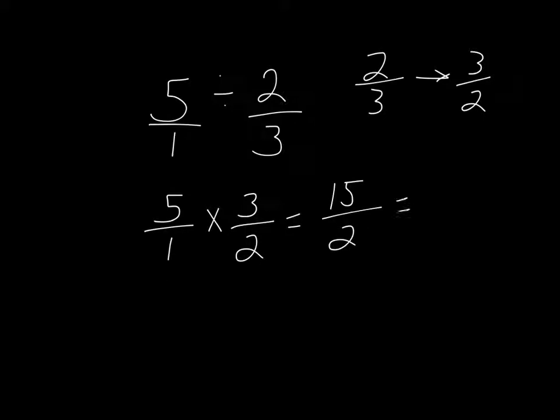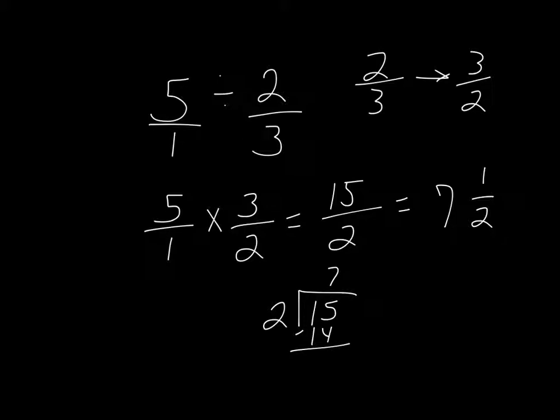Now we're going to simplify this fraction. This is an improper fraction, and we're going to turn it into a mixed number. We know that 2 goes into 15 7 times, and there's going to be a remainder of 1, and that will be 1/2. So if I do the math down here, 15 divided by 2 is 7, and that gives us 14, and we have a remainder of 1, and then that becomes 7 1/2. Okay?